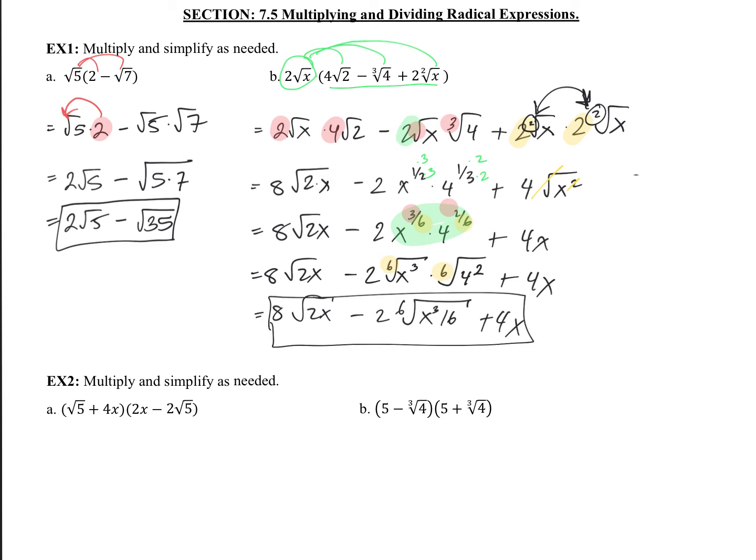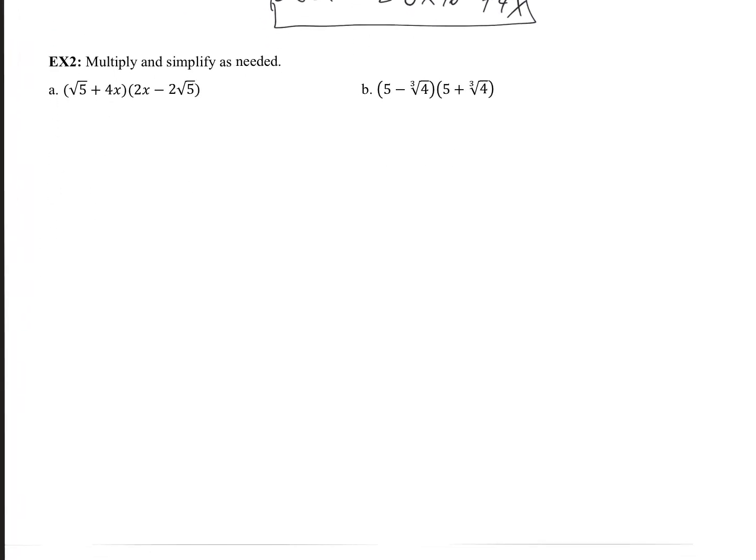The hardest part on this one was remembering how to combine radicals when they have different indices. Okay, let's go ahead and move on to example 2. Multiply and simplify as needed.